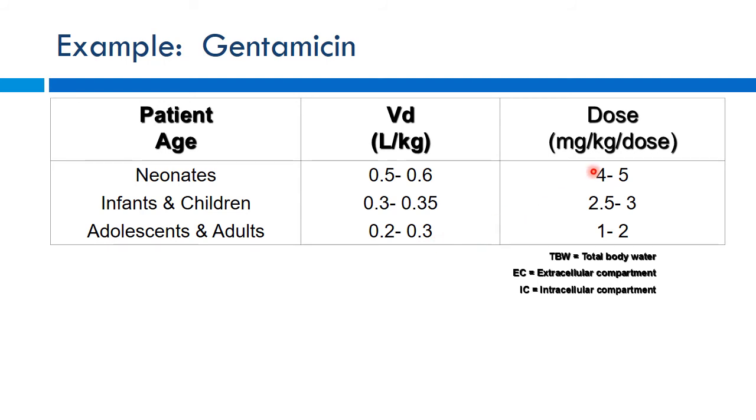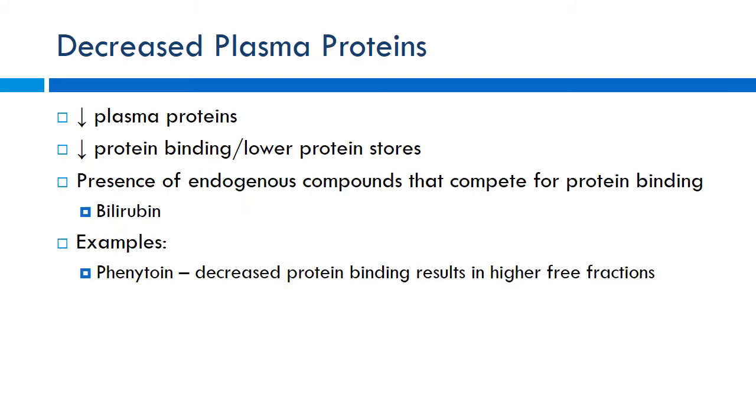So, for example, for these patients, I would have to give 4 to 5 mg per kilo per dose. For neonates, for infants and children, only 2.5 to 3, and then for adults, maybe 1 to 2 mg per kilo. All of these, when given to patients via this dose, would achieve the same serum concentration. It's just a matter of what their volume of distribution is. Right. So again, on a milligram per kilogram basis, neonates may need a larger dose, even though they're smaller patients in general.